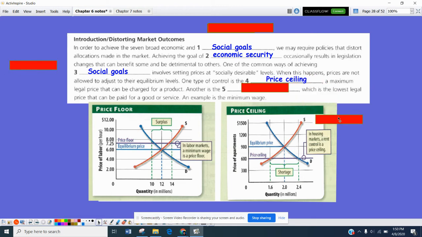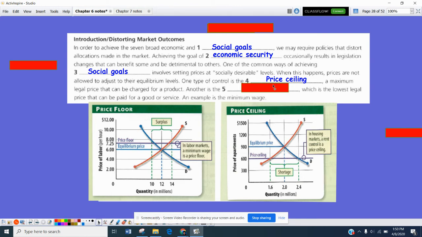One type of control is what we call a price ceiling. This is the maximum legal price that can be charged for a product. So if you look below here, we have a price ceiling that is set for rent. So that would be the maximum legal price. If you wanted to make sure that rents don't go skyrocketing in areas where there's a high demand for housing, this is one way that you could control that.